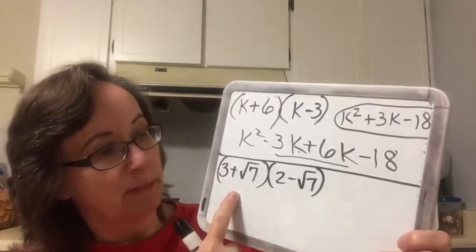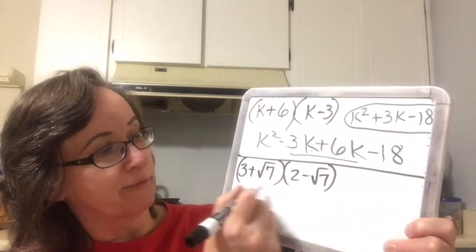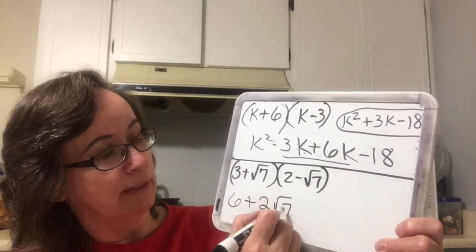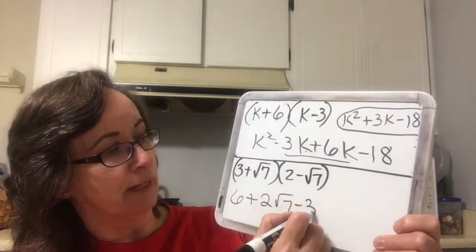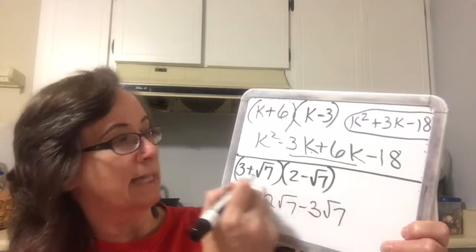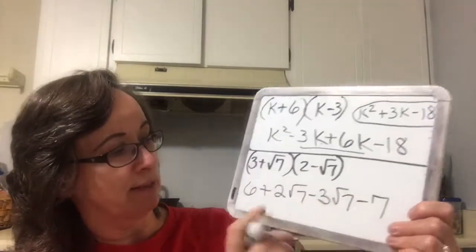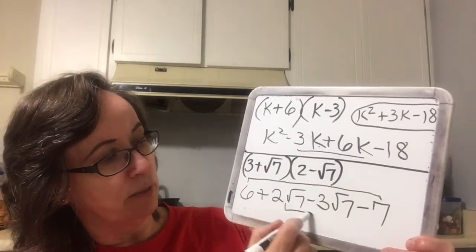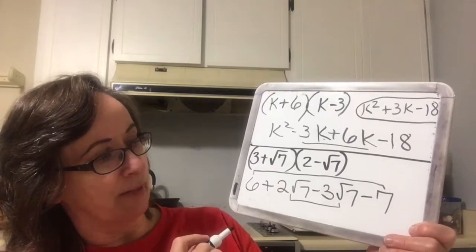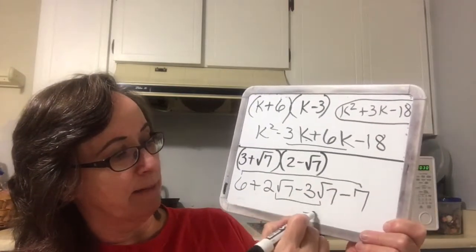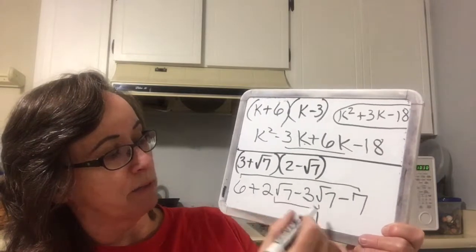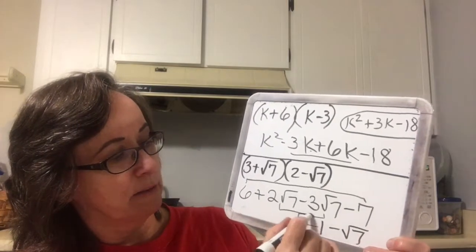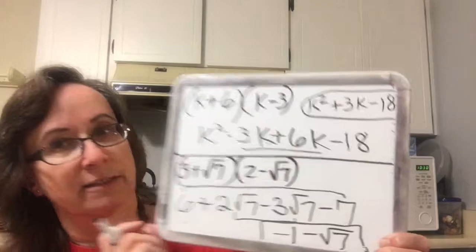Now we're foiling, but we have a radical. So we're going to have the first term is 6. The inside is 2 square root of 7. The outside is negative 3 square root of 7. And the two last multiplied together will give me negative 7. Now, notice that my 6 and my 7 and my square root of 7's will go together. So 6 minus 7 is negative 1. And 2 minus 3 is negative 1 square root of 7. So we should have that as our answer there.